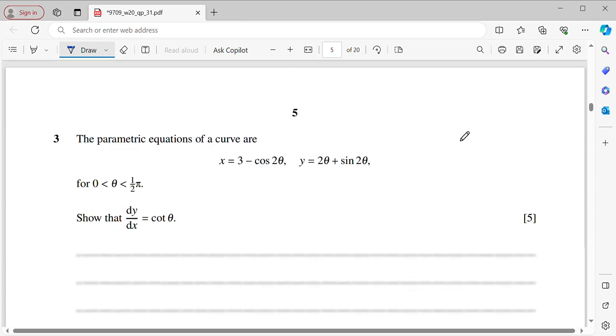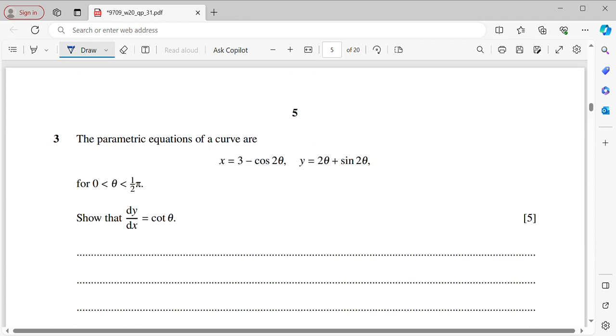Okay, so now let's move on to question number 3. The parametric equations of the curve are x equals 3 minus cos 2 theta, y equals 2 theta plus sine 2 theta, whereby theta is defined from 0 to half pi. Show that dy/dx is cot theta.